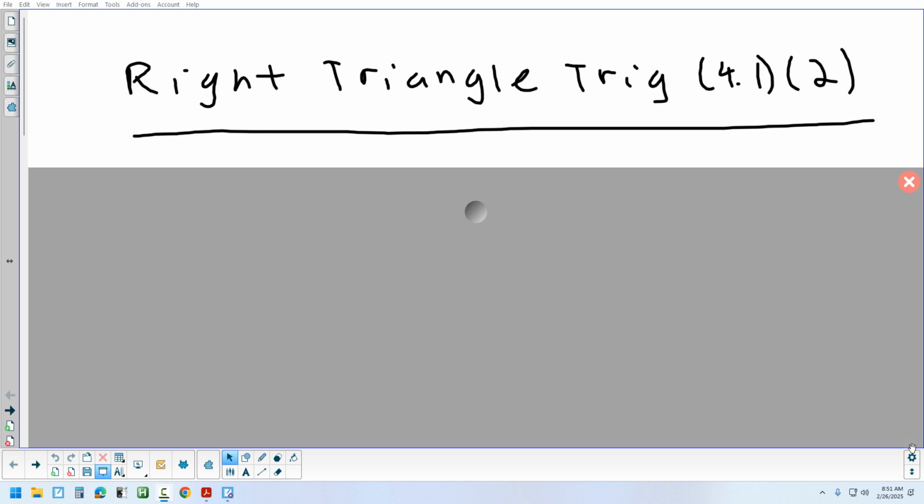So the last part we're going to take a look at is from 4.1, part 2. And this is going to look at solving right triangles. Okay, so what we're going to be looking at is when we have a triangle and they don't give us all the information, we have to figure out what they don't give us. Okay, whether it's some sides that we don't know or some angles that we don't know.